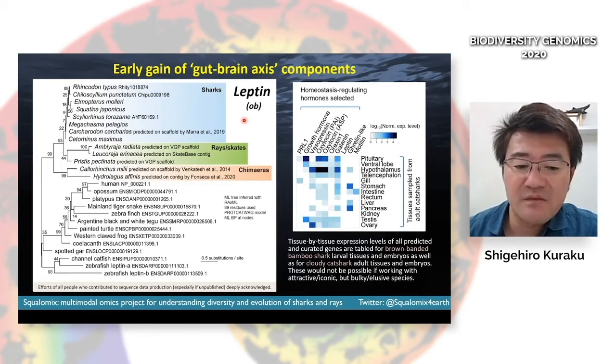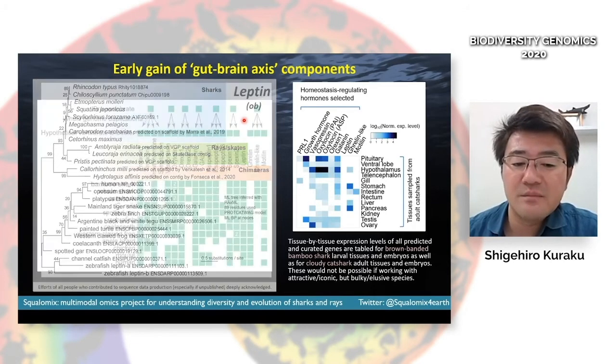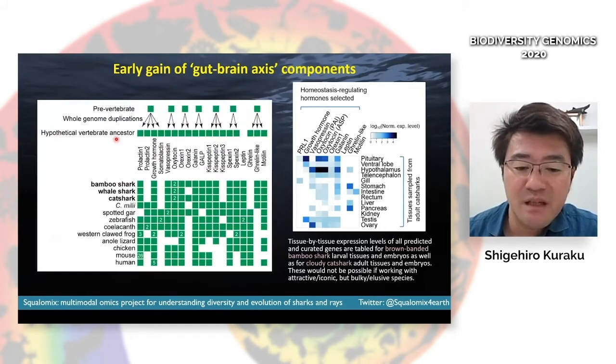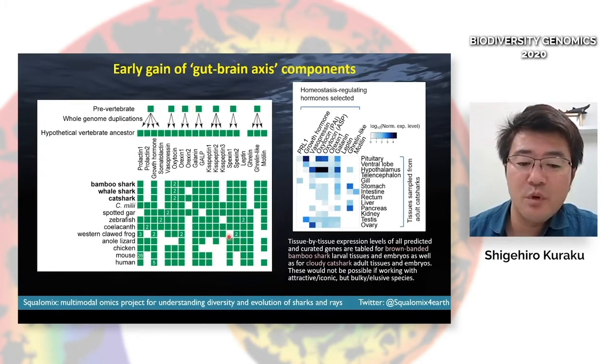We investigated various genes regulating homeostasis, and this diagram shows the early establishment of the components of what is called the gut-brain axis, and the secondary loss of some components in different lineages.